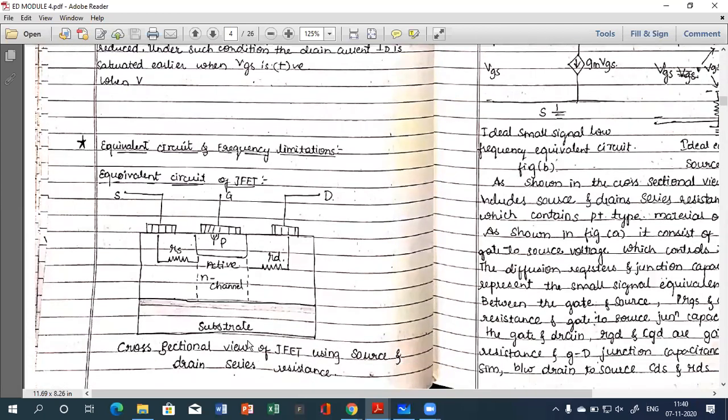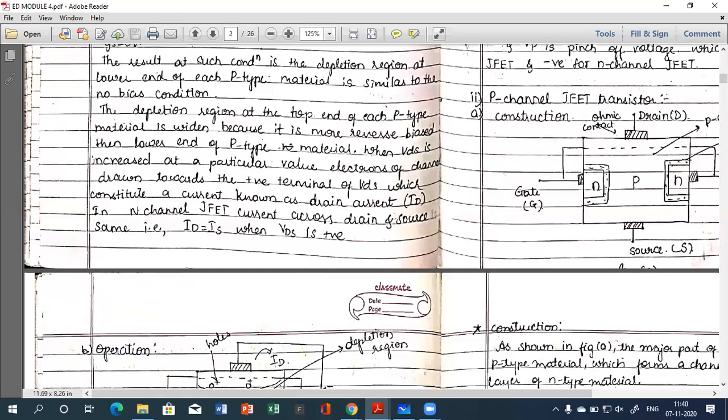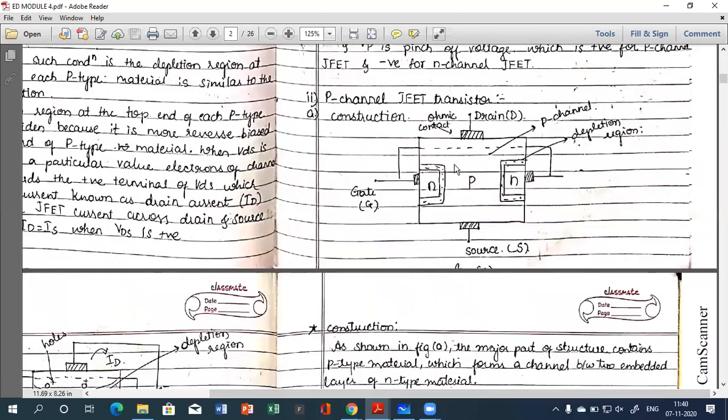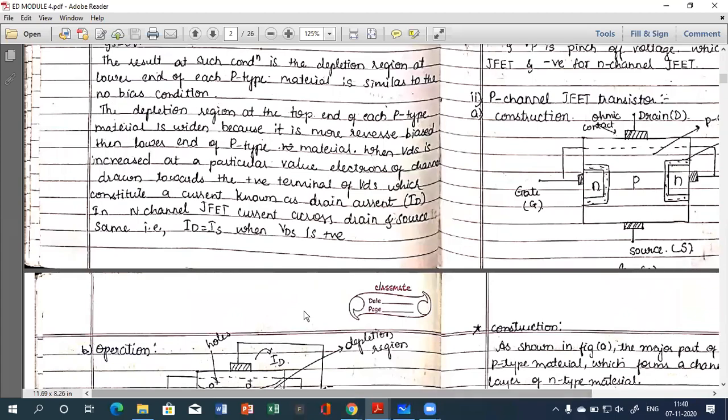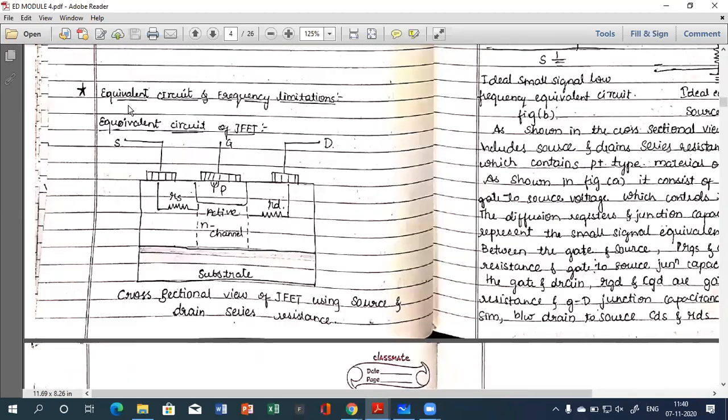Here it is shown in the cross-sectional view of JFET. This is the top end view which I discussed in the previous class. This is for P channel JFET. This is the top view of the JFET which I discussed in the construction and operation part, whereas here, for equivalent circuit and frequency limitations, we are considering the cross-sectional view, meaning one part of that JFET top view.